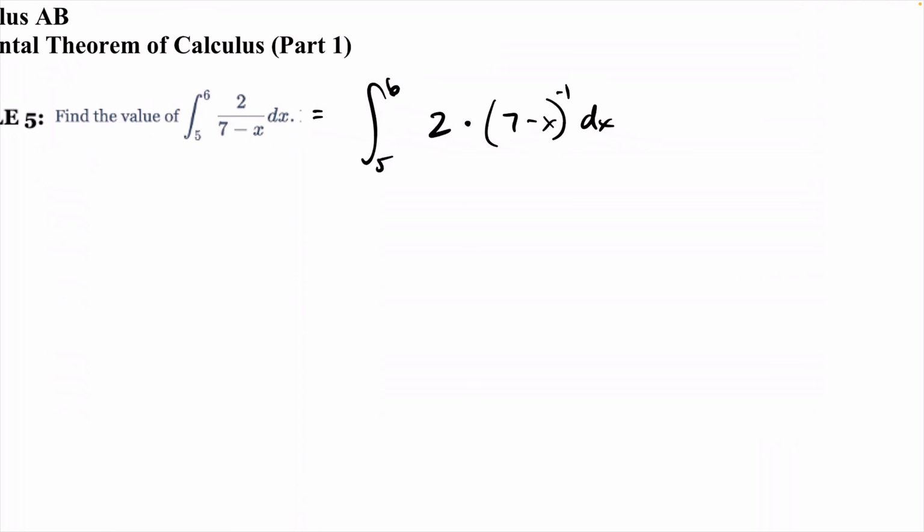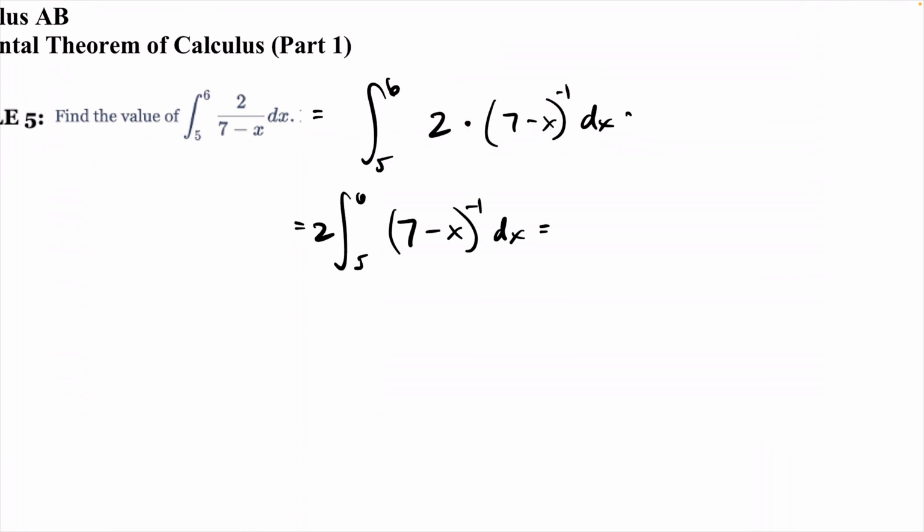So what can I do first? Move the 2 out. And I'll give you another hint. Anytime you see a -1 power, in the back of your head, what should you also be thinking? Natural log, yeah. If you see a -1 power before you've done your antiderivative, you're most likely going to have a natural log somewhere in your answer, okay?